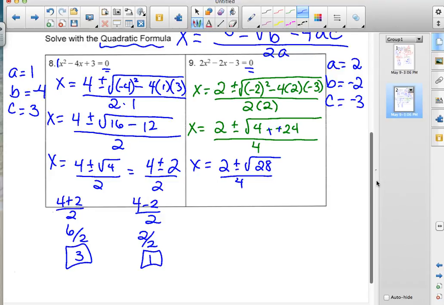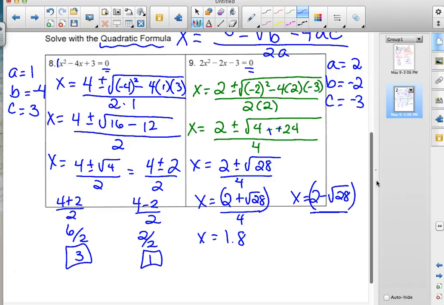Now if it comes out like that, where it's not a nice perfect square, go ahead and grab your calculators. We're going to take 2 plus the square root of 28, get that answer, and then divide it by 4. That should come out to be about 1.8. And excuse me, the other one, x equals 2 minus the square root of 28. Get that total on your calculator, and then divide by 4, and we end up with x being about negative 0.8.